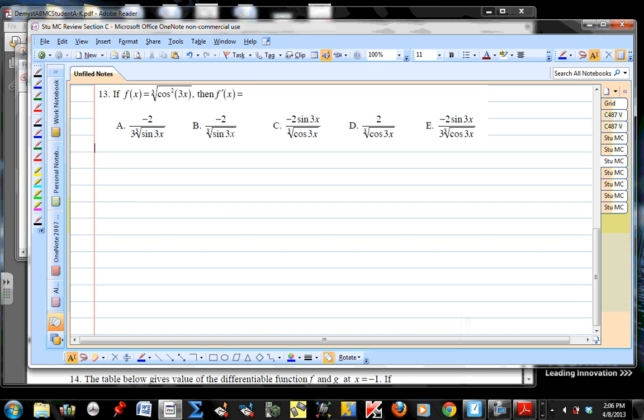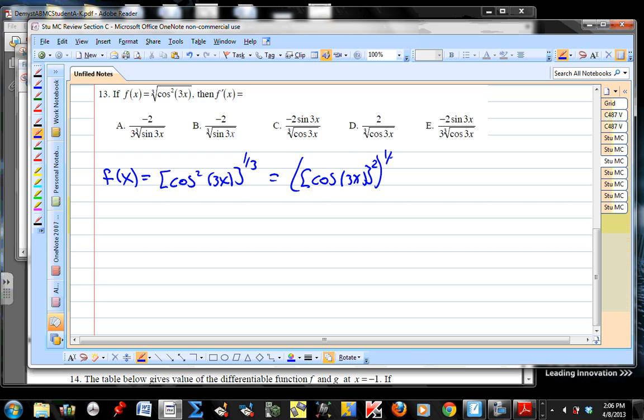Okay, problem number 13 is, again, a straightforward skill problem, just finding the derivative of a function. So let's rewrite this function to make the rules that we need to use look more recognizable. We can say that f of x is really the quantity cosine squared of 3x, all raised to the 1/3 power. And remember that cosine squared can really be written as cosine of 3x squared. And this whole quantity is raised to the 1/3 power.